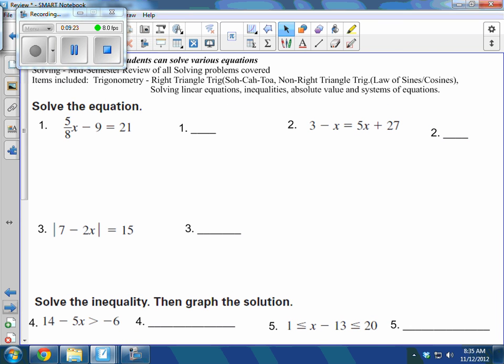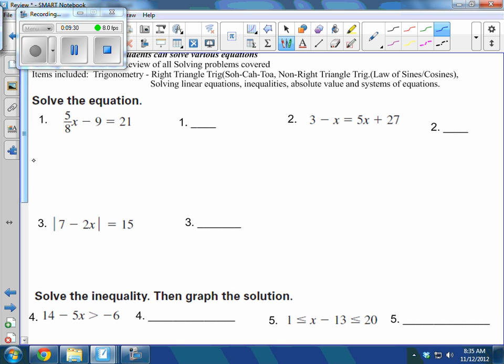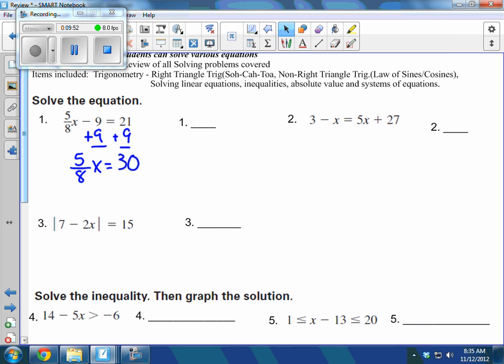We're going to be reviewing everything that we've done this year as far as solving goes. Let's just start with number 1. So first, to get x by itself, I'm going to add 9. When I do that, I get 5/8 x equals 30. And now to get x by itself, since 5/8 is multiplied to x, what I really am supposed to do is divide by 5/8. But we learned in middle school that you don't actually divide by a fraction, you multiply by the reciprocal. So that's what I'm going to do here, is multiply by the reciprocal.